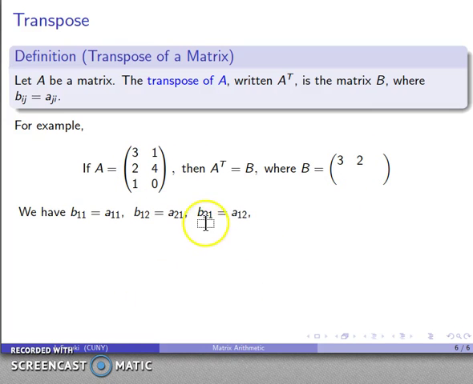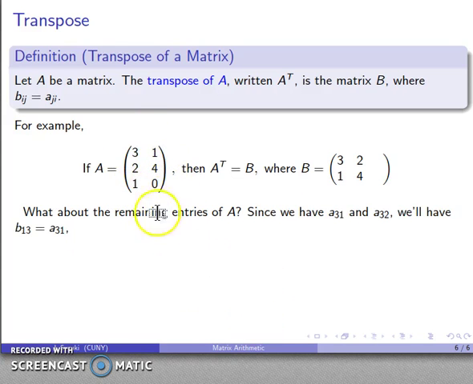B21, reverse those ordinates, A12. So that's going to be first row, second column going in the second row, first column. So this 1 is going to go here. And then B22, I'll flip those, doesn't really matter, 2,2 goes here. What about the other entries of A? Notice we got these entries here, but what about these two? Well, we can't ignore them. So we have an A31 and an A32 entry, which means that I'll have a B13 and a B23 entry.